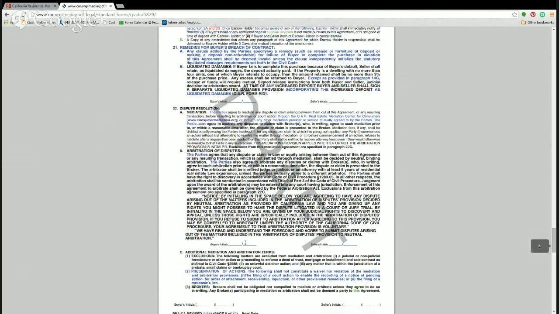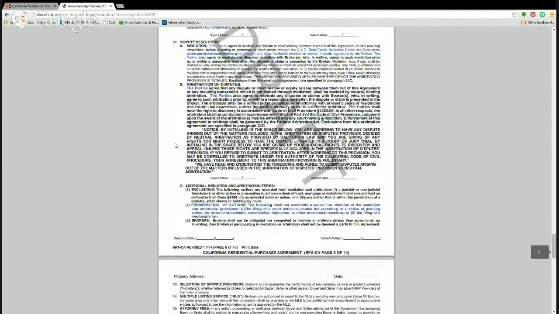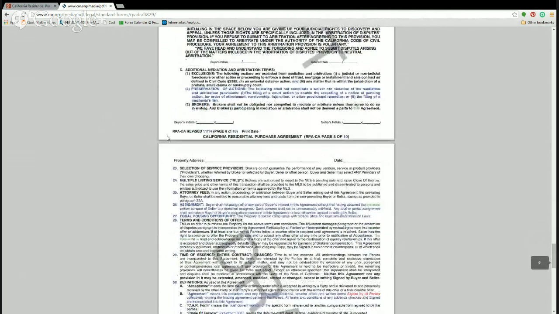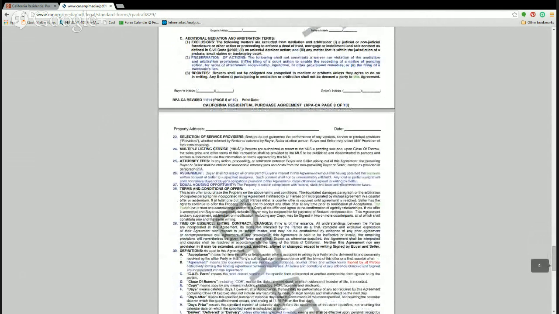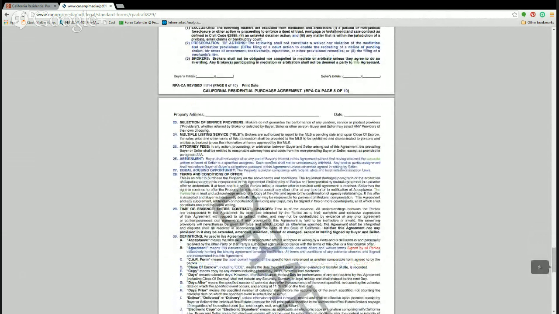Mediation arbitration, it looks like we've got the two clauses again, so it's still important to have them both signed or not signed. I believe that will be the case, we'll find out after we review all these things. We have assignment. Such consent shall not be unreasonably withheld. I'd have to go back and check this out with the other agreement.